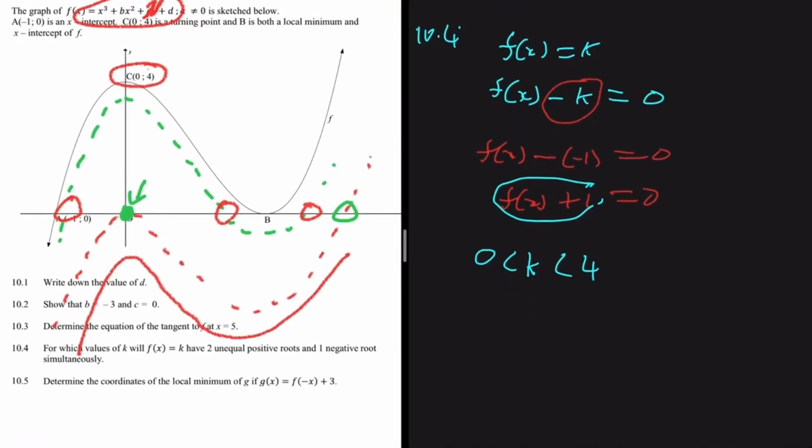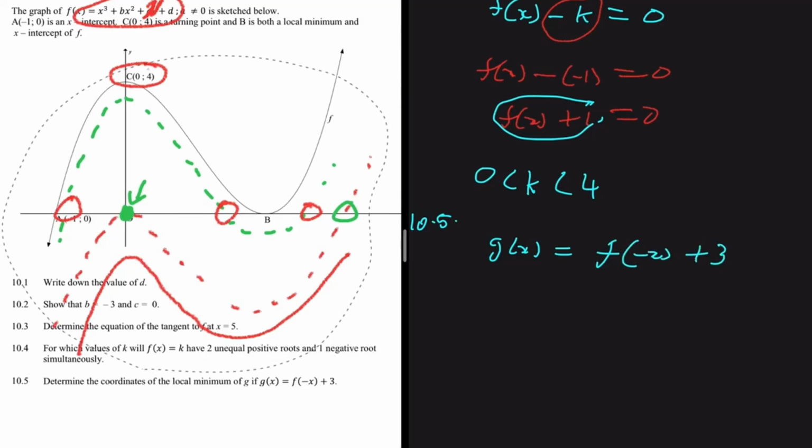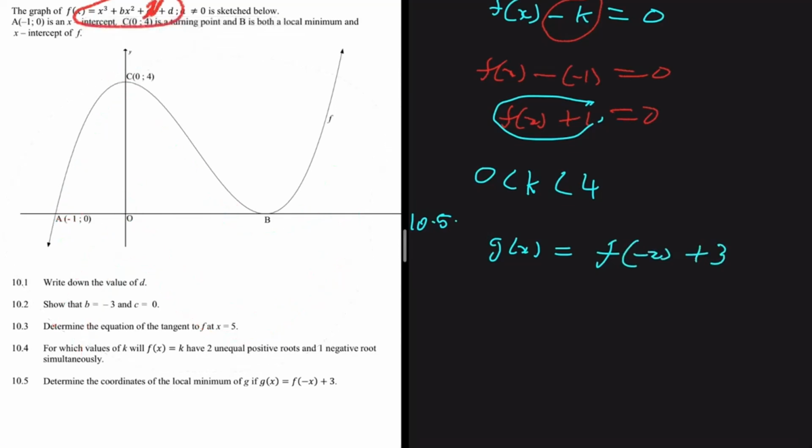Now we can do 10.5. If this is not so clear, I've done a problem that had something like this, so maybe you want to visit the channel and look for the cubic function playlist. Let's do 10.5. 10.5 is saying determine the coordinates of the local minimum of g if g of x equals f of minus x plus 3. Let me just make our sketch more appealing.